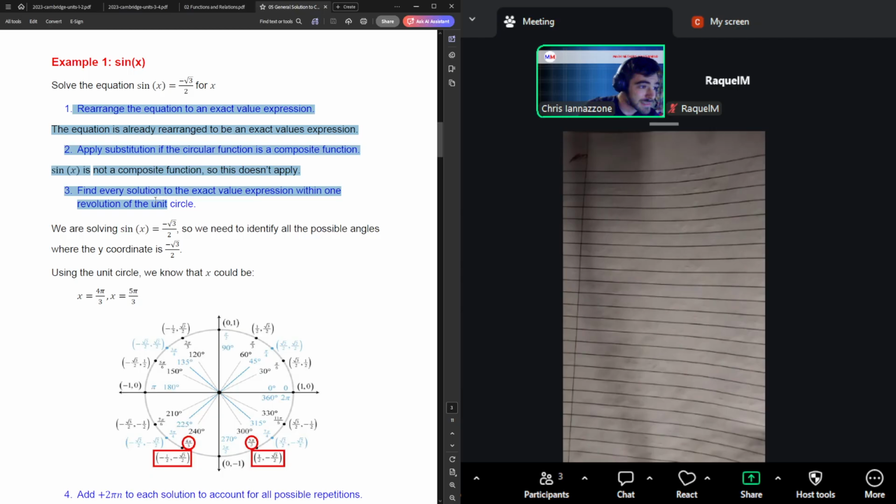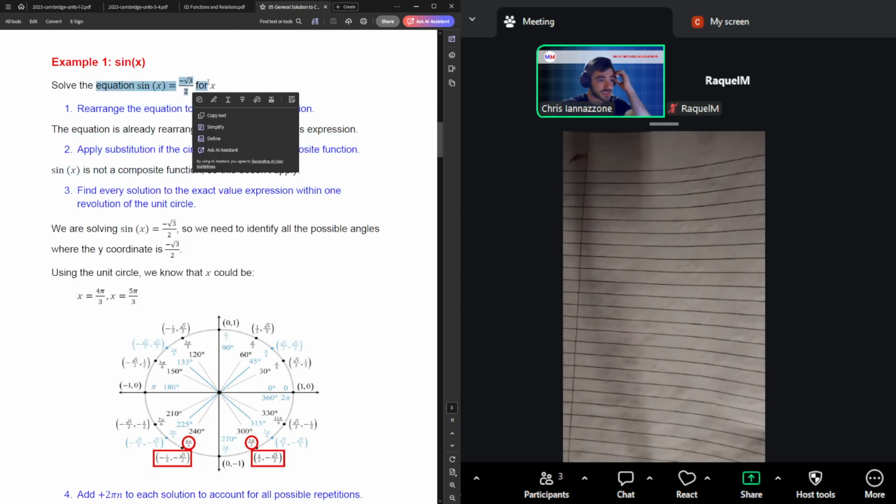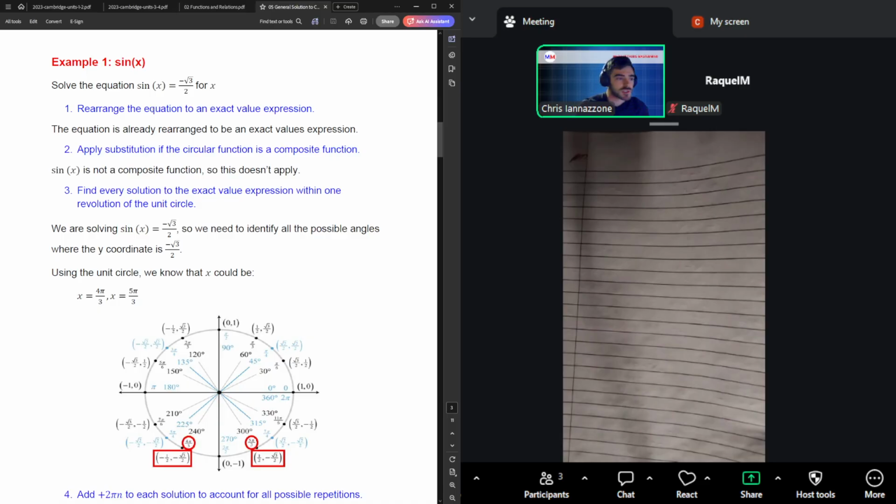As for how it works, the steps are largely the same. So you still start solving your circular function the same way you always would. Start by getting it on its own with one of the exact values on the other side. Do your substitution if you need to for any of the complicated stuff in there. You then find your first two solutions.